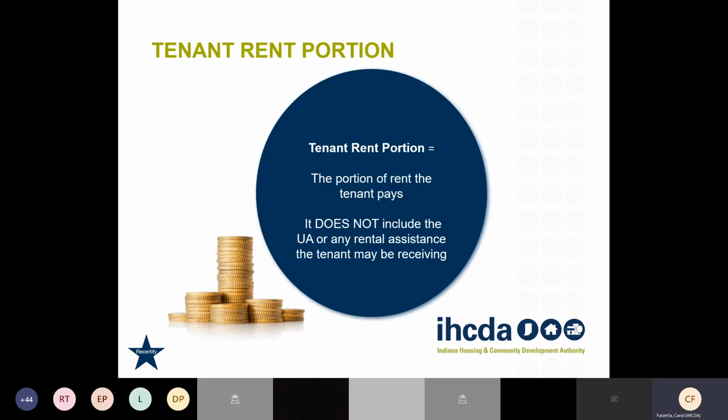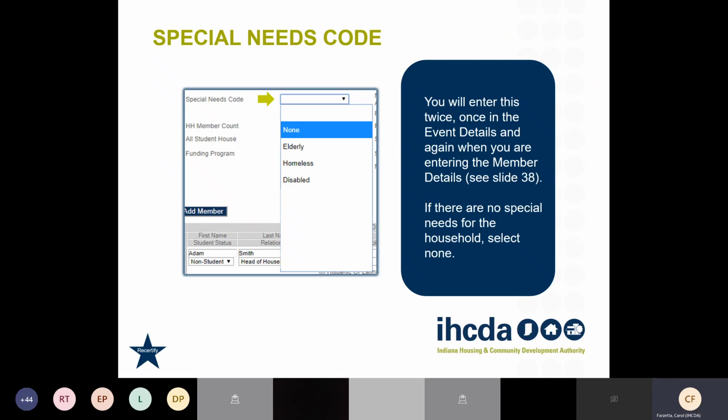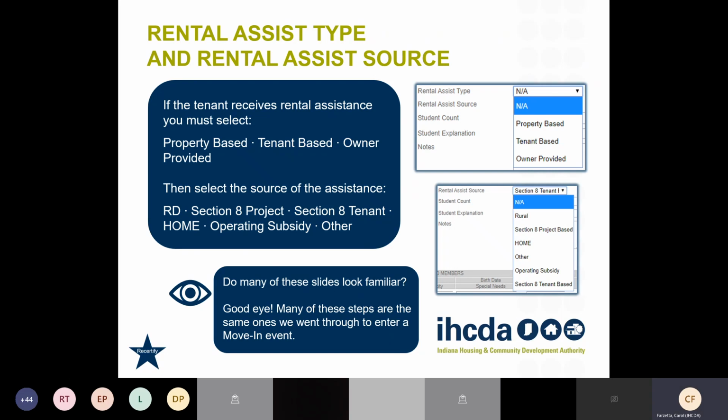Same reminder for tenant rent, it is only the rent that the tenant pays, and it does not include any rental assistance, nor does it include any utility allowance. Again, same steps and clarifications on federal rental assistance and non-federal rental assistance as we discussed in the move-in. And then again, the special needs code would be the same steps as we discussed in the initial move-in. Finally, same information on how to designate and identify federally assisted and rental assistance provided on behalf of the household.